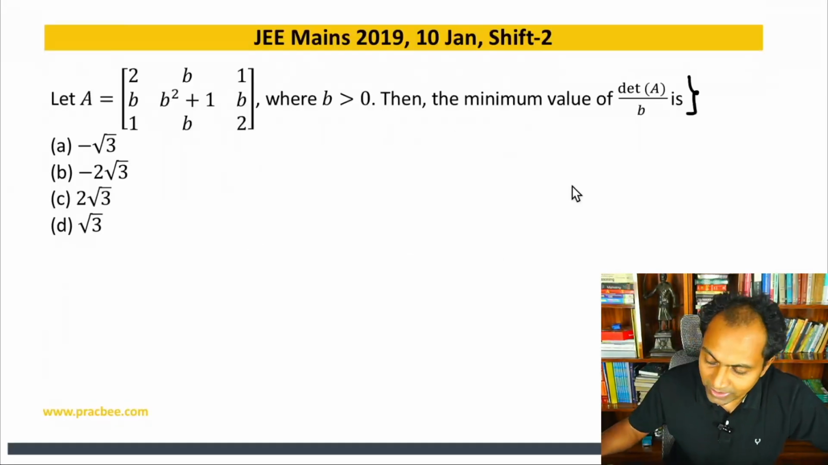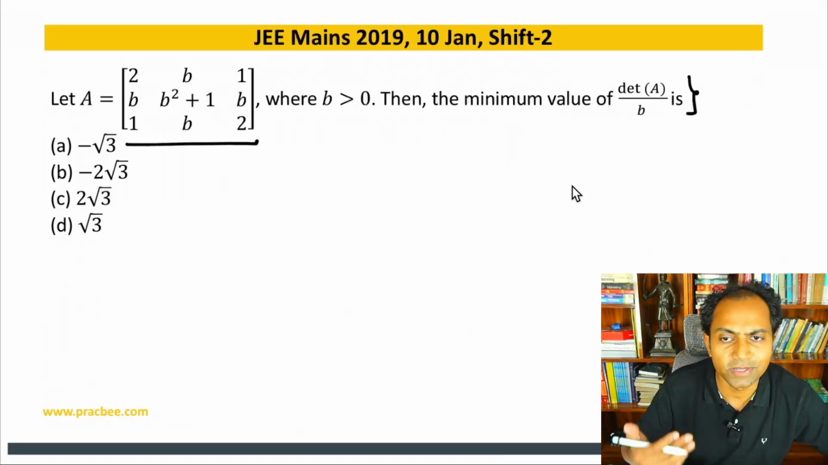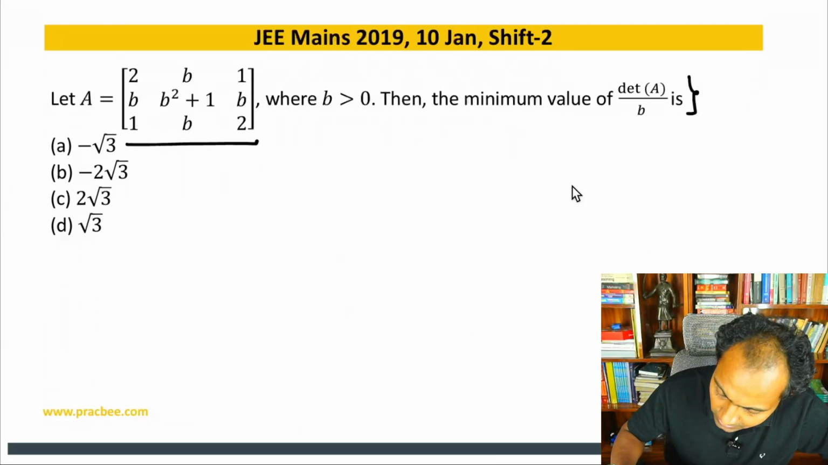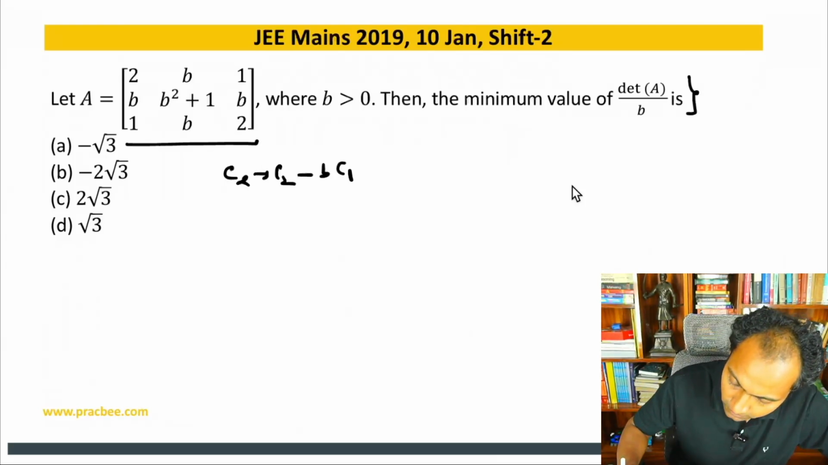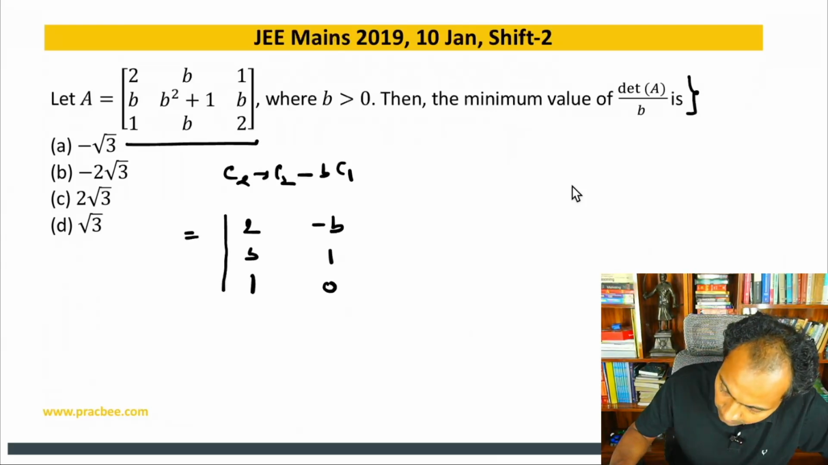If I talk about this 2019 question, a matrix is given to us whose determinant they are talking about. In this question, it is very simple. What we can do is find the determinant of A by applying the property. So column 2 becomes column 2 minus b into column 1. This determinant can in turn be written as 2, b, 1, and if I multiply with b and subtract, this will become minus b. This next part will become 1, and the last part will become 0. We have 1, b and 2 in column 3.